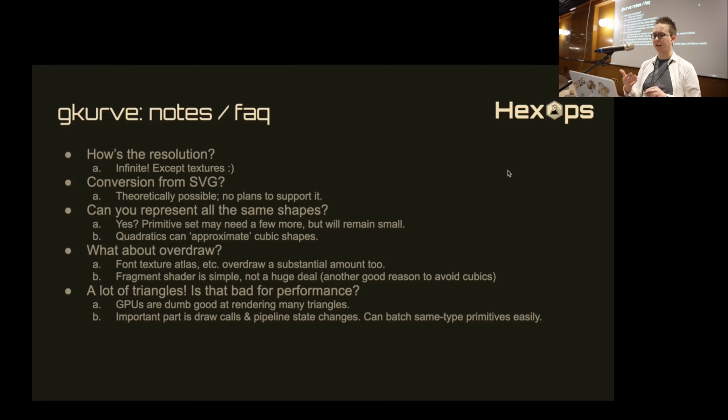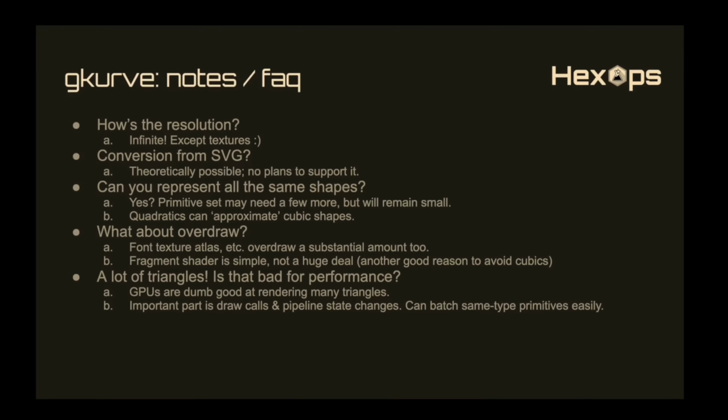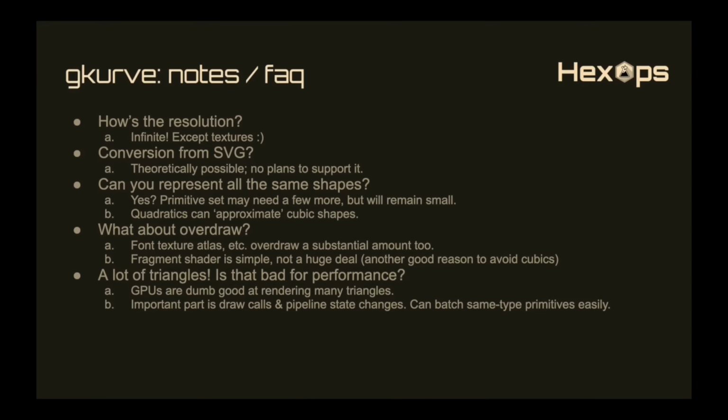The last thing is that there's quite a lot of triangles here. Is that bad for performance? GPUs are really good at rendering a lot of triangles. The important stuff these days is draw calls, pipeline state changes, those sorts of things. And with this, you can obviously batch the same types of primitives together so that those are drawn together, and you could come up with some fancier approaches to that.